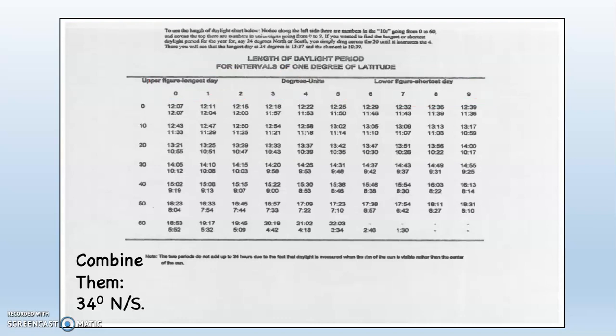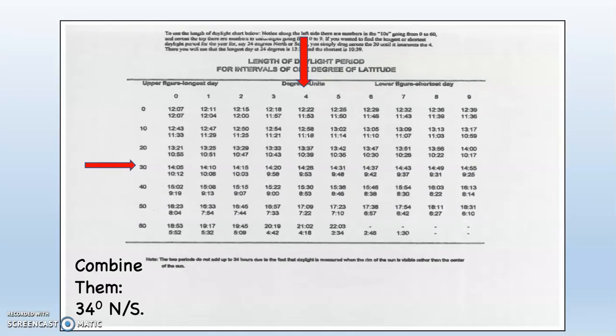34 degrees north or south, because remember, this is both north and south on here. So Los Angeles or Buenos Aires, either one, they're both at 34 degrees. LA at 34 degrees north, Buenos Aires at 34 degrees south. What do we do? Well, those red arrows show you on the left-hand side where 30 is at, and at the top where 4 is at. So you go across in the 30s column until you hit the 4, and then you're going to have your numbers right there.